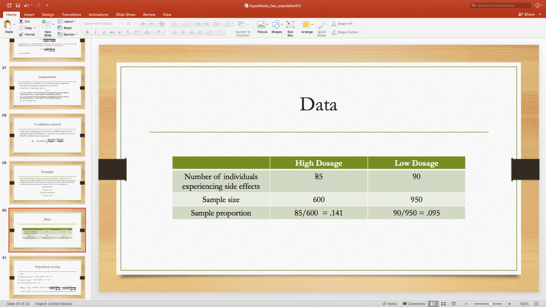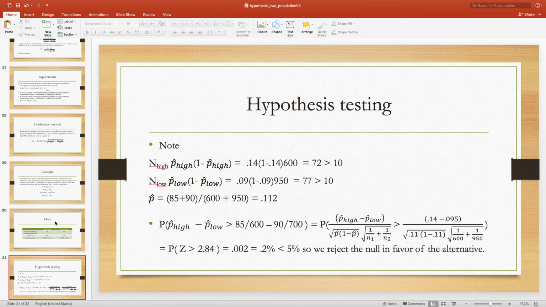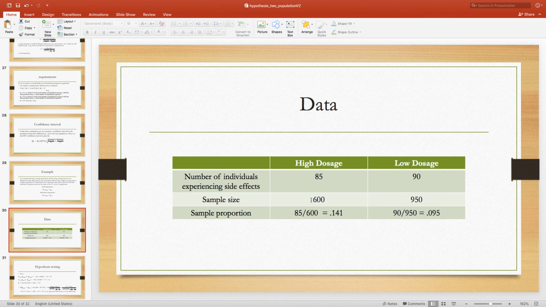The sample proportion is the number of individuals that experience the side effect divided by the sample size. So in this way, we're taking into account how many people are in the population that's being considered. So the sample proportion for the high dosage is 14%, whereas the low dosage, even though it has a higher number, its proportion that experience side effects is only 9.5%.